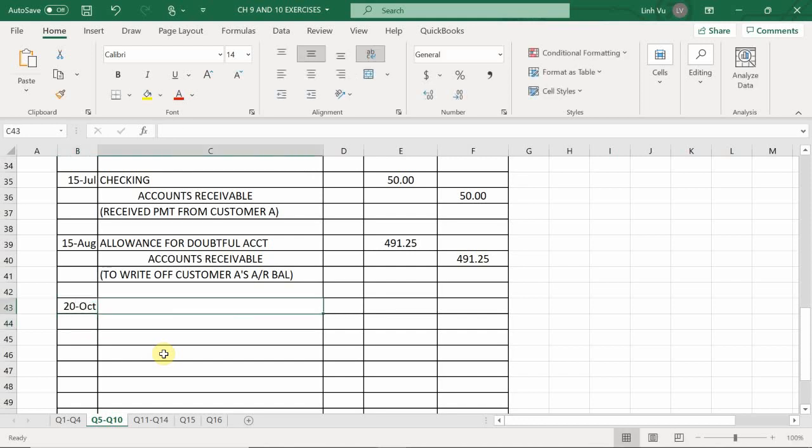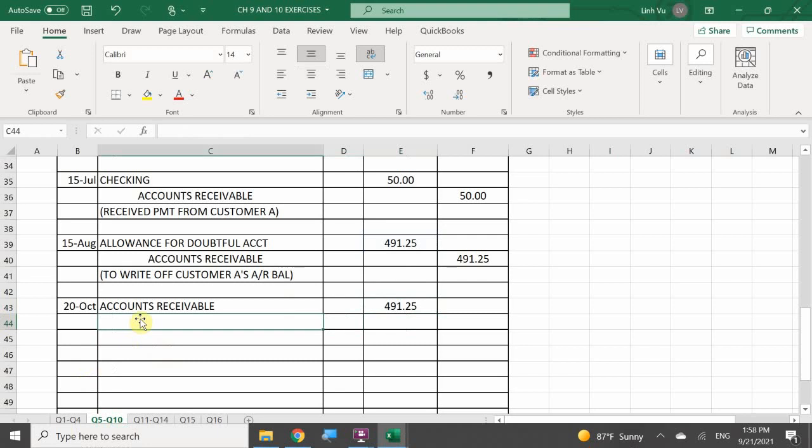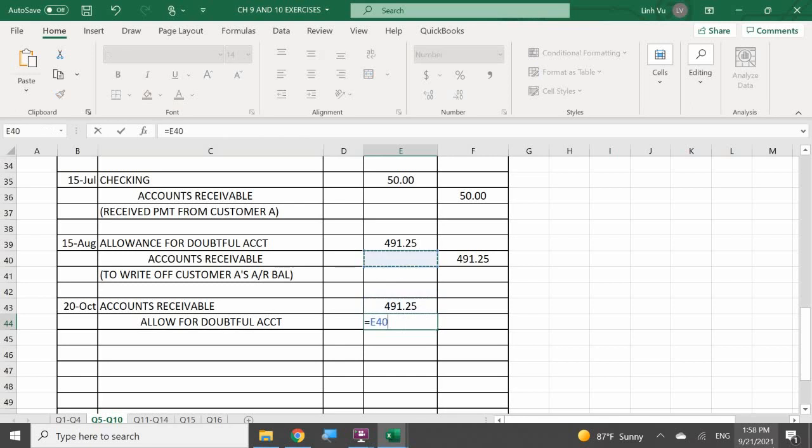But then on October 20th, what happens here is that customer A decided to make a small payment. So in this case, you're going to reactivate accounts receivable for the same amount of the $491.25, and we're going to undo this so now it's becoming active again. So there you go, for the same amount.